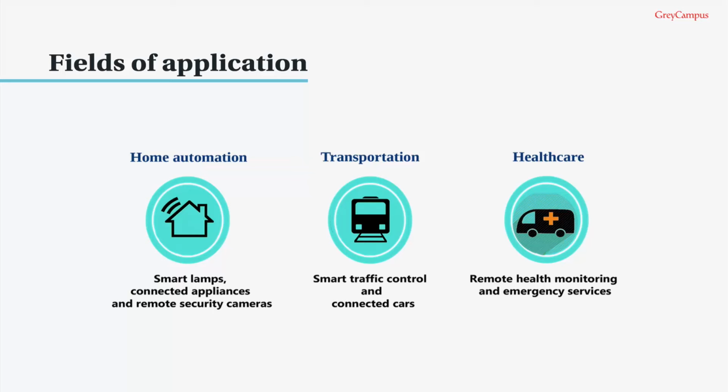Then you have healthcare. In healthcare, you can have remote health monitoring, so you can monitor the state of a patient, for example, remotely from the other end of the world. It will also help a lot in emergency services, because as soon as an emergency is detected, the system can automatically call an ambulance, for example, without the intervention of a human.